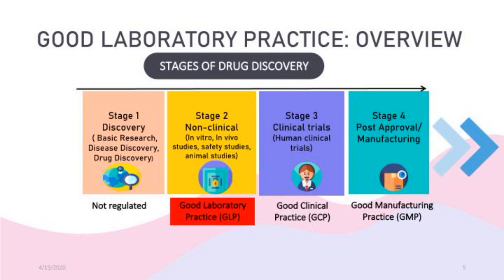Meanwhile, at stage 3, human clinical trials are carried out. This stage of drug discovery is not governed by the GLP, but instead, it is under the guideline of Good Clinical Practice or GCP. Stage 4 is after the product has been approved and is to be manufactured. This particular phase is governed by the Good Manufacturing Practice or the GMP. We will be covering this phase in the upcoming lectures.